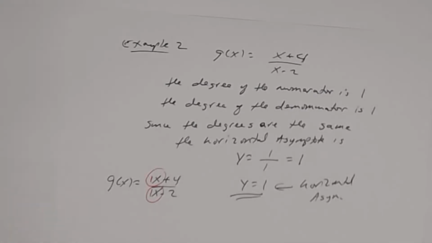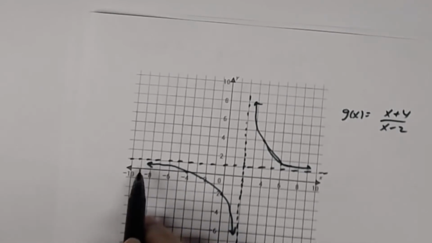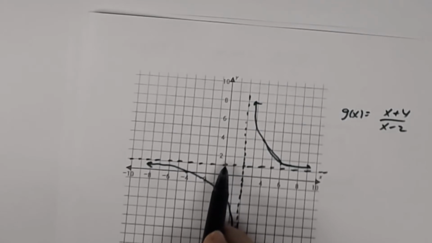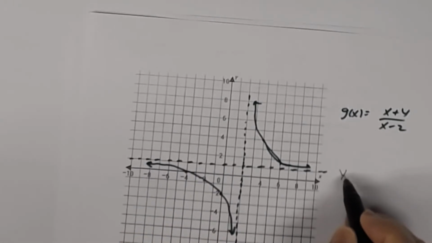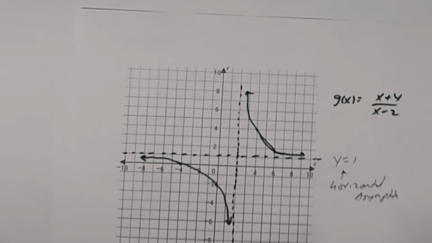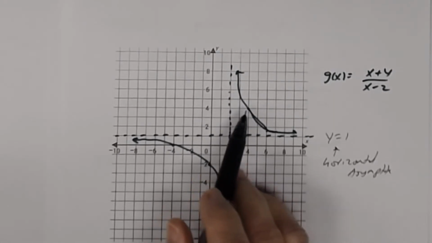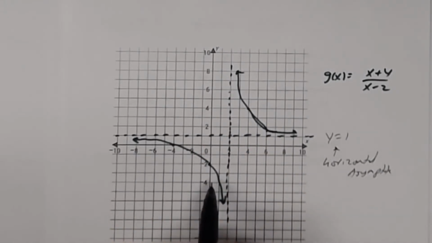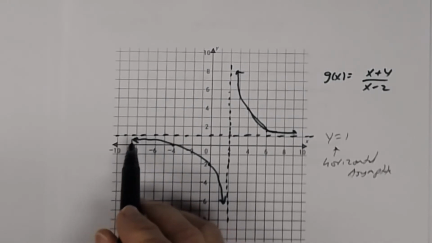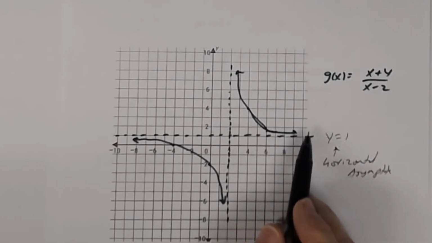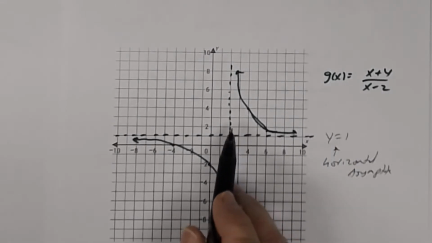Okay, and notice that when you look at the graph, you see the horizontal asymptote right here, the dotted line, it's at y equals 1. See right here on the y-axis at 1? So y equals 1 is the horizontal asymptote. And remember, in our discussion, even with the vertical asymptotes, the graph navigates towards the horizontal and the vertical. See how the graph is getting closer and closer to that horizontal asymptote? Same thing with the vertical.